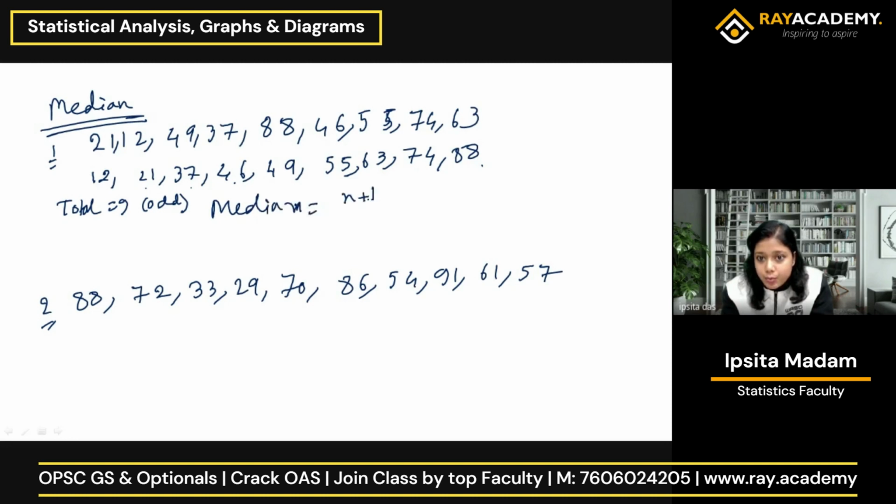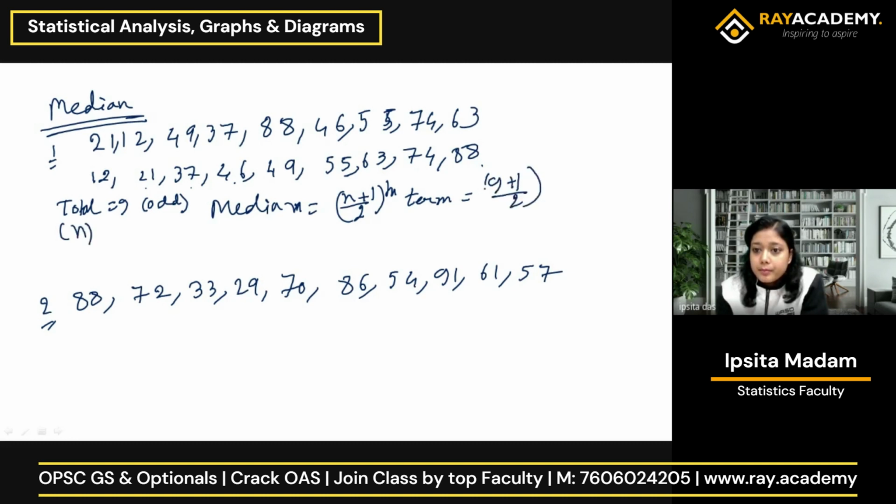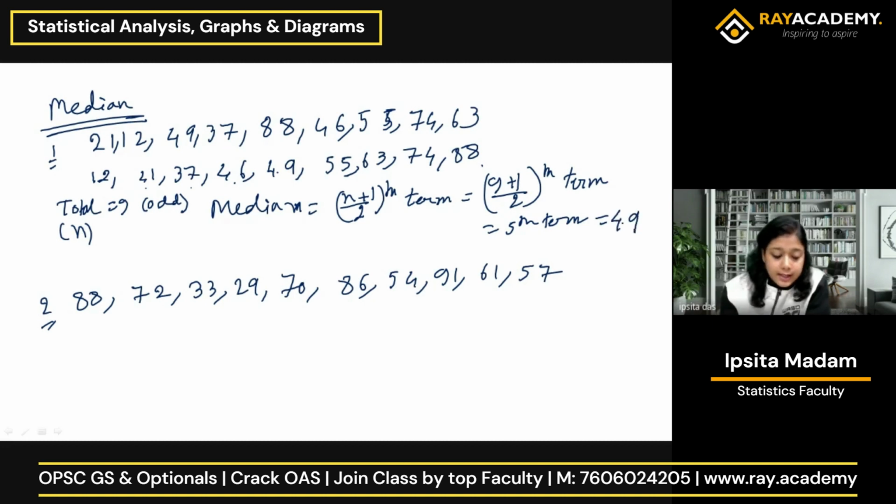the (n plus 1) by 2th term. Here n means total, that means (9 plus 1) by 2th term. Not number, term. That will be the 5th term. So from the first, what will be the 5th number? First, second, third, fourth, fifth. It will be 49. Clearly understood, all of you?